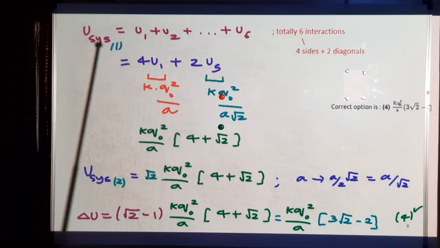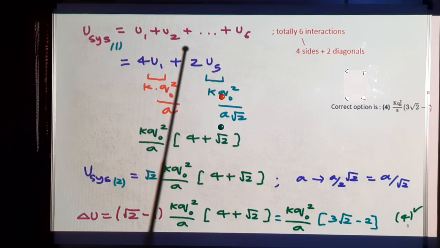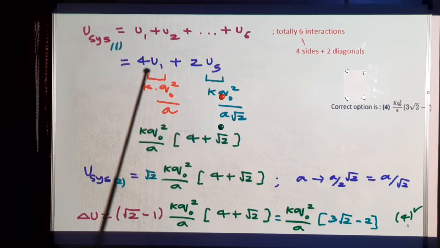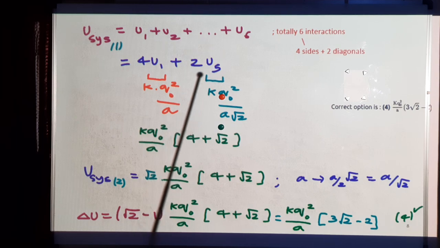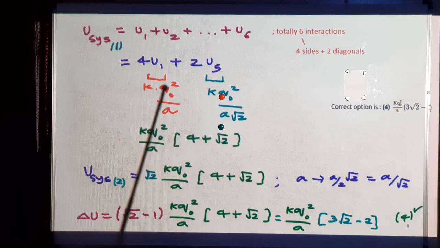So this is what I did here. For the first configuration, the energy of the system is the energy of all the 6 interactions, 4 along the side interactions, and 2 diagonals. So it's 4 times U1 and 2 times U5. 4 times U1 is the side interaction, which is K into charge square, product of the charges by the distance. And then 2 into U5 is product of the charges is Q naught square, and the distance is A root 2. So this will be this one.